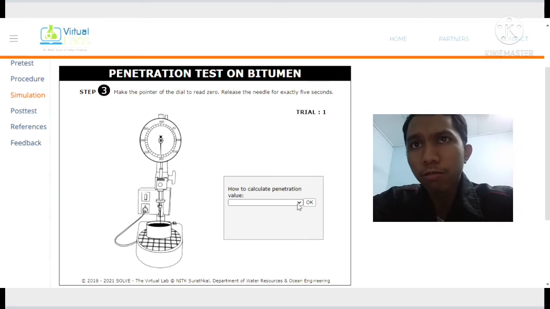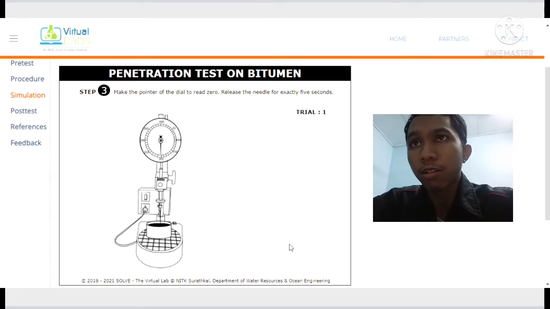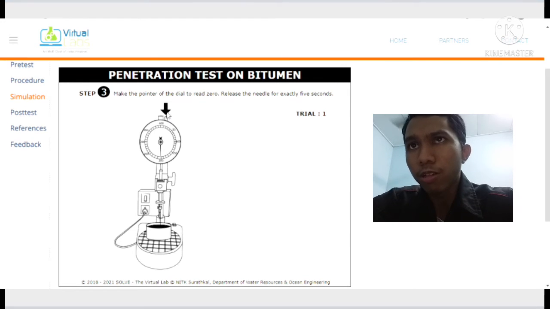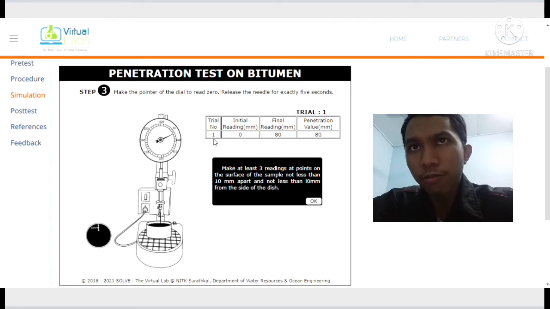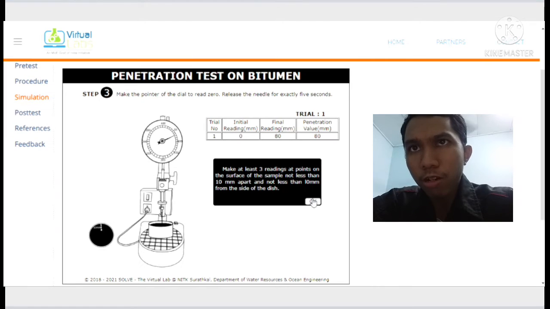Next, study how to calculate penetration value. So the value is final reading minus initial reading. First, make the pointer of the dial to 80. Turn on the button. Trial number 1: initial reading 0, final reading 18, penetration value 18. Make at least 3 points on the surface of the sample, not less than 10 mm apart and not less than 10 mm from the side of the dish.